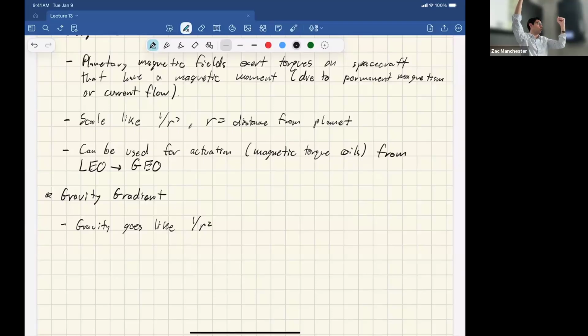And so that's going to generate a torque. This one's going to get tugged more than this one, and it's naturally going to want to pull the dumbbell so that the long axis lines up with the nadir vector, the radial vector. So the long skinny axis is going to want to point towards the center of the Earth as it goes around the Earth, and you get what's called gravity gradient torque.